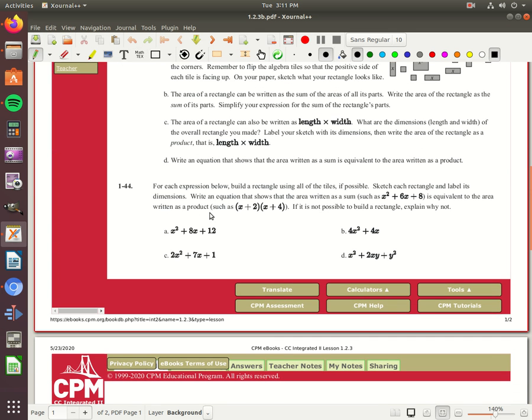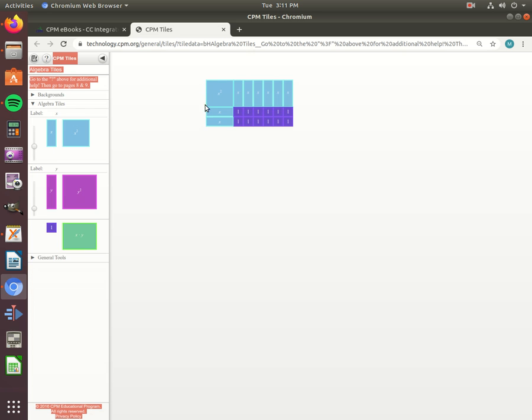But whether we knew this or not, this is already written as a sum. Those are the blocks that I used, those are the shapes I had. But what is this as a product? Well, as a product, this is going to be x plus 2.